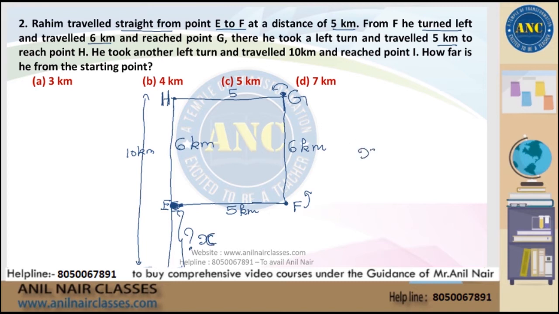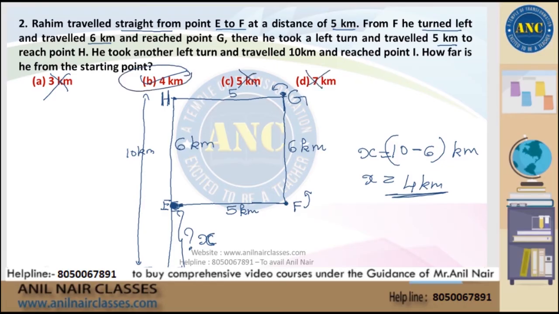The value of x is the total distance, which is 10 km, minus the distance from H to E, which is 6 km. Total distance is 10 minus 6 km, which is 4 km. So the answer is 4 km. Look at the options now. 3 km wrong, 4 right answer, 5 wrong, 7 wrong. So the correct answer is option B. Option B is the correct answer.